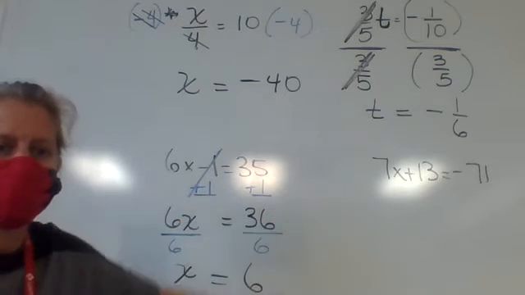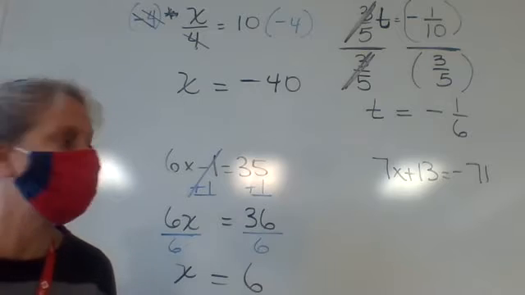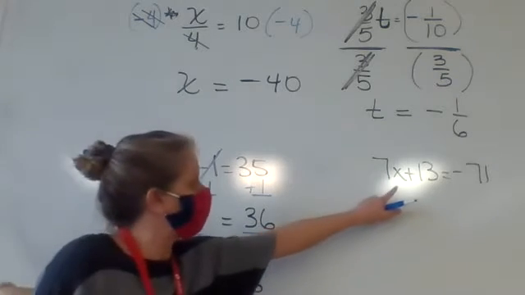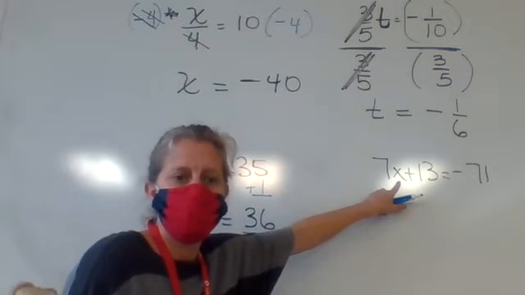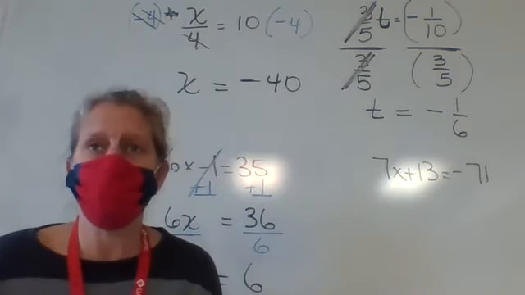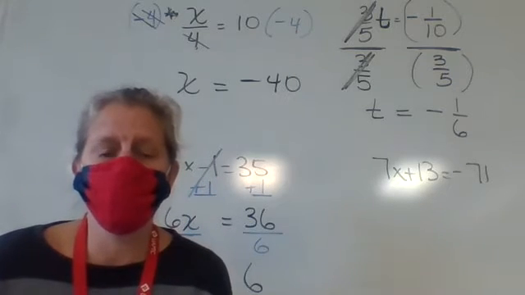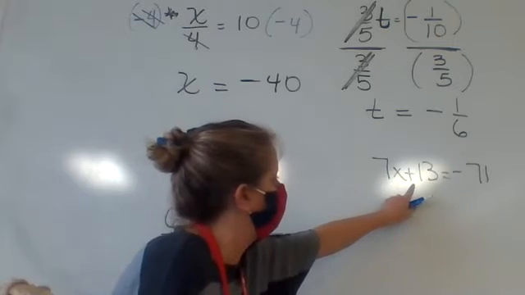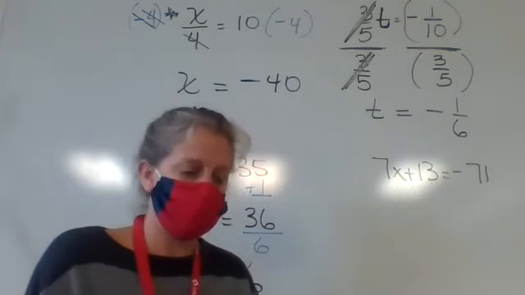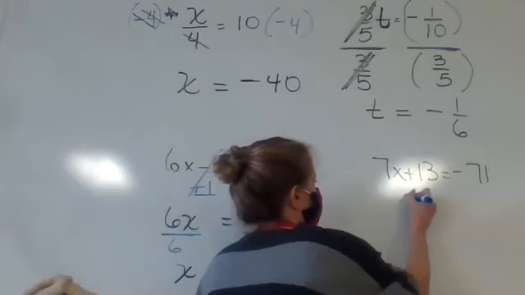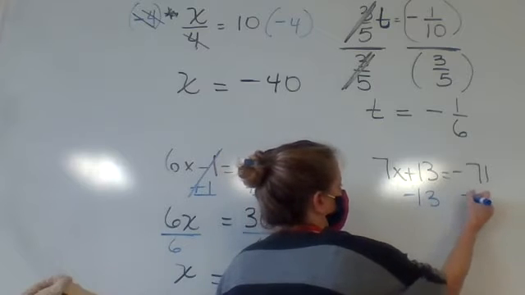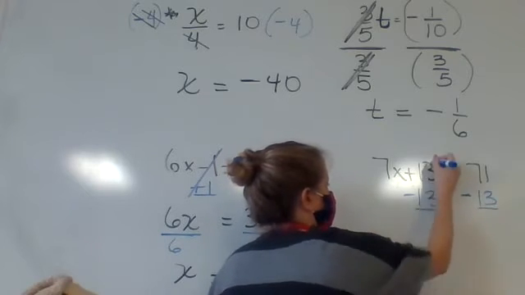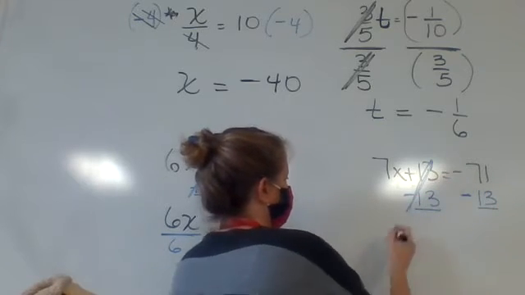All right, number 8, 7x plus 13 equals negative 71. Here's my x that wants to be alone. 7's gonna hang on until the end, right? It's hooked on, which means it's gonna hang on until the end, which means who needs to go away first? Plus 13. How does plus 13 go away? Minus 13.